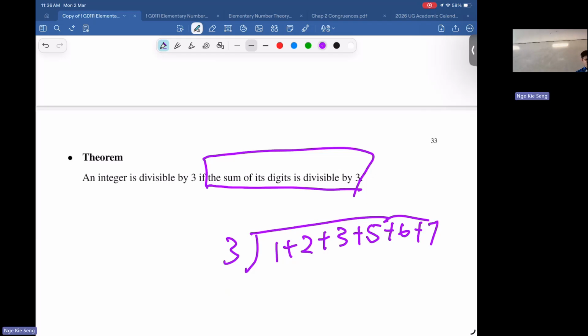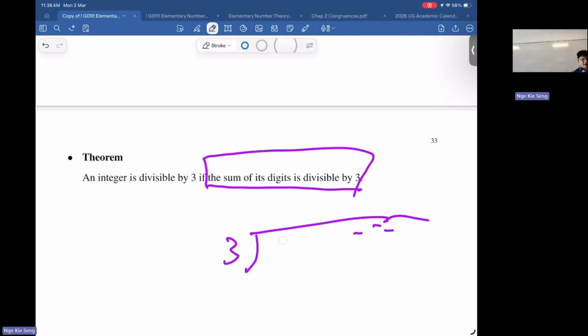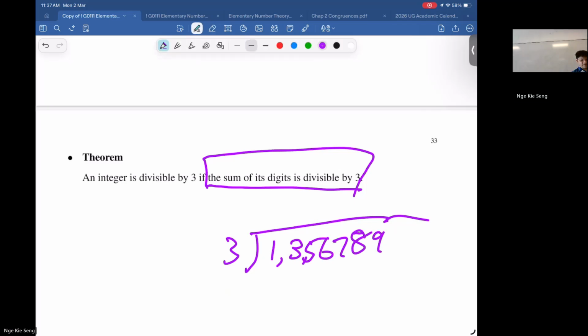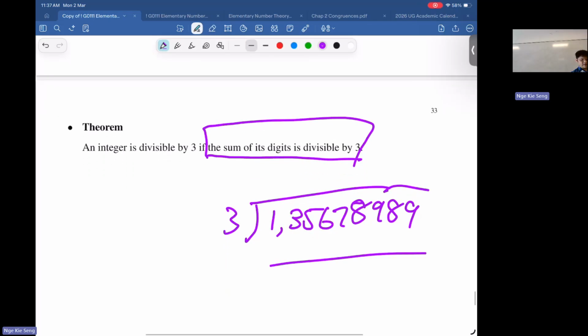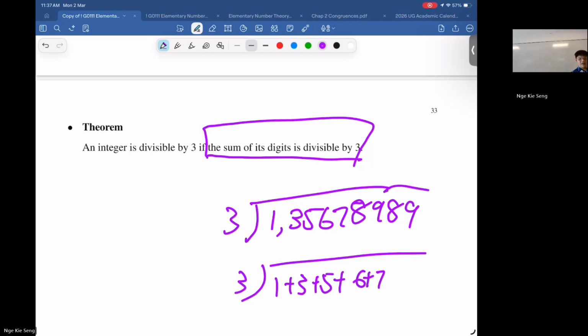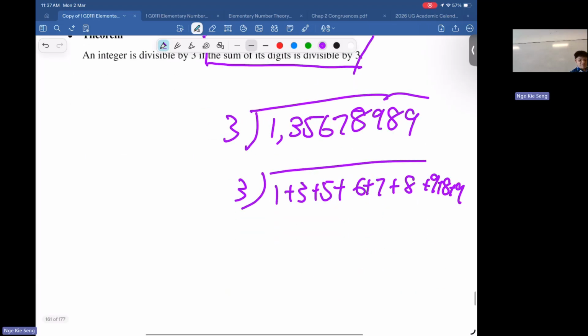Do you believe that this will simplify your method of checking? Like let's say I give you 1,000,000, let's say 5, 6, 7, 8, 9, 8, 9. Maybe you say you want to use a calculator. I say you don't need to use a calculator. Instead of considering this number, consider this one. Correct or not? But then you realize that maybe this number is still big as well.